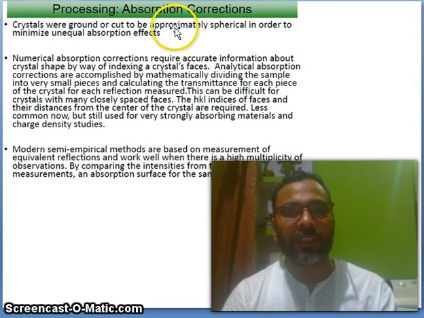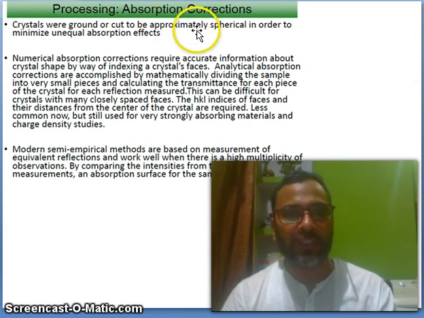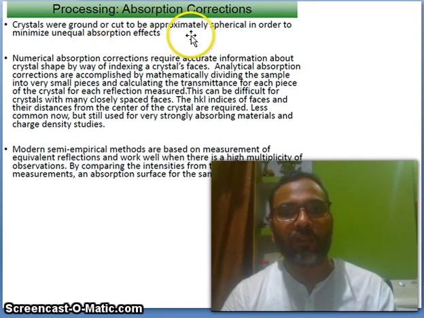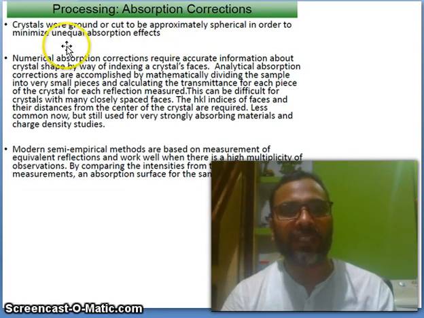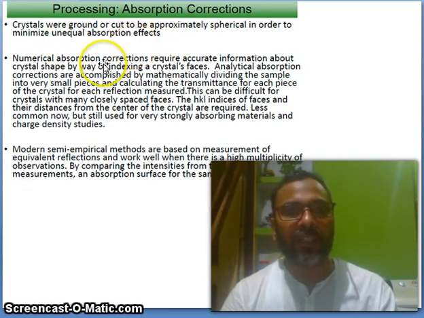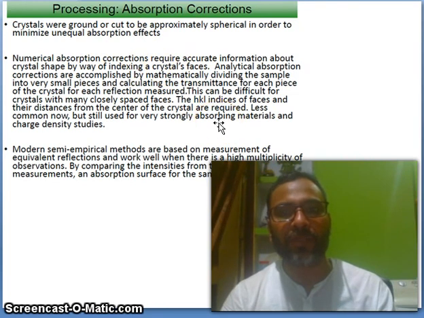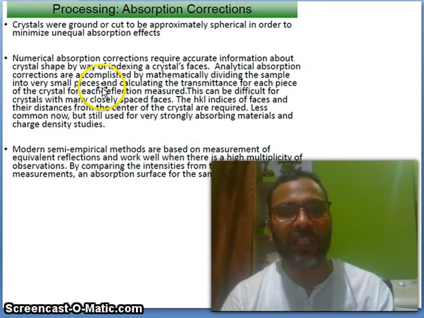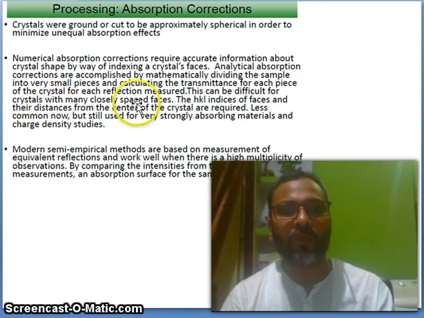Processing, absorption corrections. Crystals were ground or cut to approximately spherical in order to minimize the unequal absorption effect. Numerical absorption corrections require accurate information about the crystal shape by way of indexing the crystal faces. Friend, that is important. Look at these points. Analytical absorption corrections are accomplished by mathematically dividing the sample into very small pieces and calculating the transmittance for each piece of the crystal for each reflection measured. This can be difficult for a crystal with many closely spaced faces.